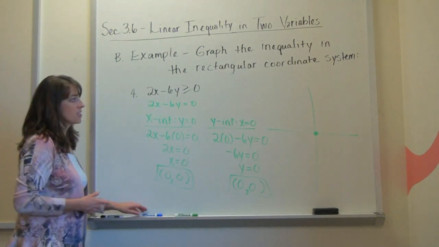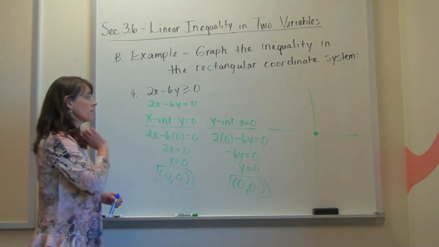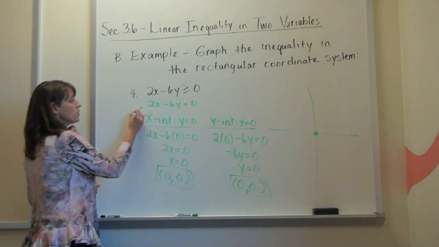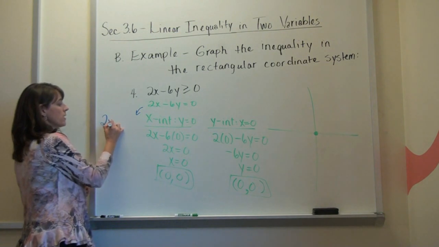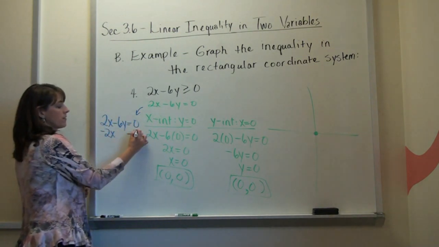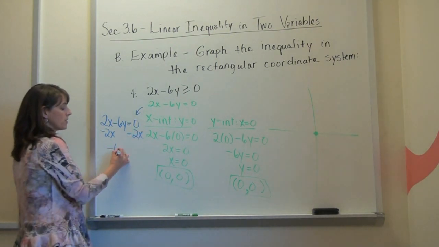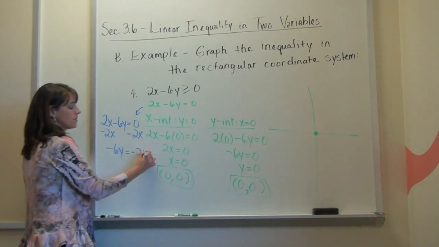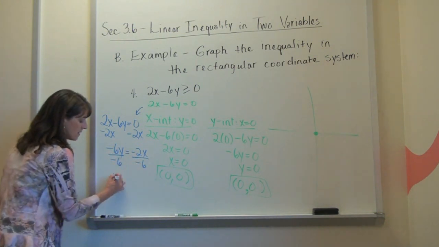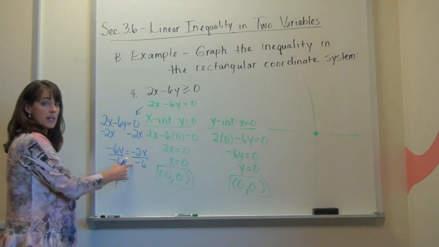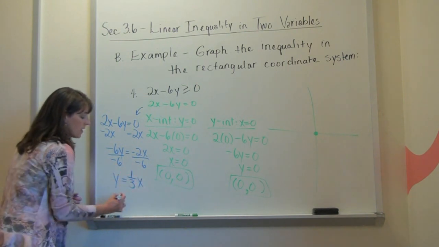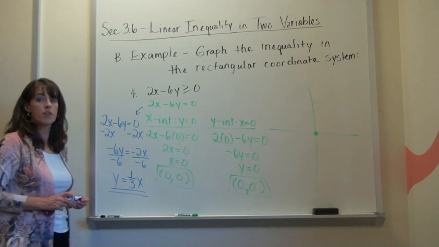So just to kind of continue with good practice, let's take this, rearrange it, get the y by itself. So when I do, what I'm going to do is take this 2x minus 6y equal to 0, and I'm going to subtract that 2x off. Remember, that leaves me with a negative 6y equal to a negative 2x, and then I'm going to go through and divide by a negative 6. Negative divided by negative is positive, and 2/6 reduces to 1/3. So now that y is by itself.